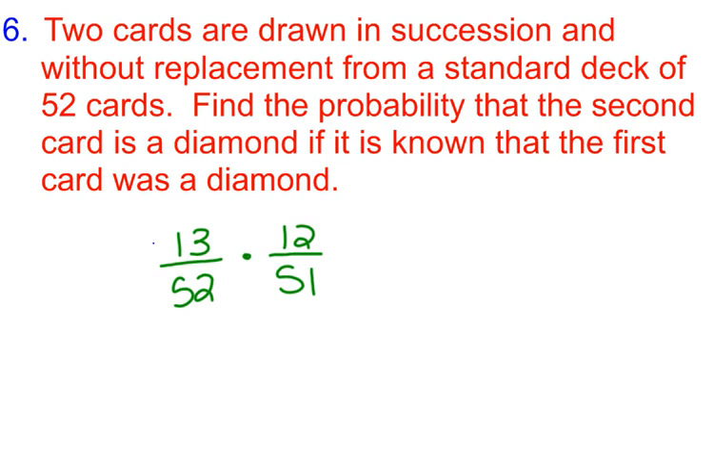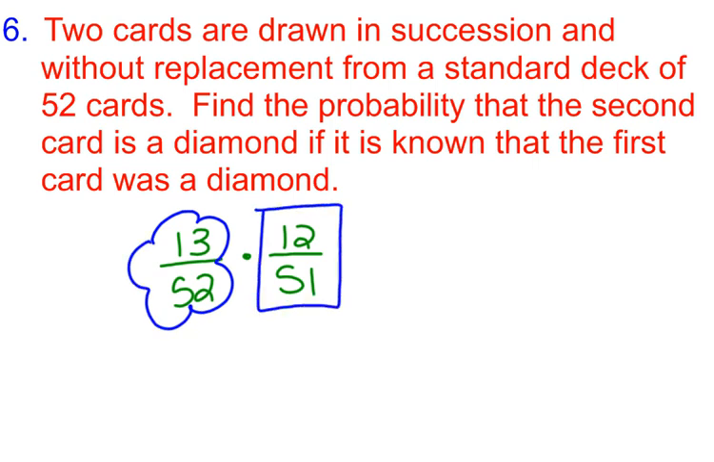This is us knowing the first card is a diamond. So this is my probability of drawing a diamond the second time. I'm just looking at the second card. So my answer is actually the 12 out of 51.